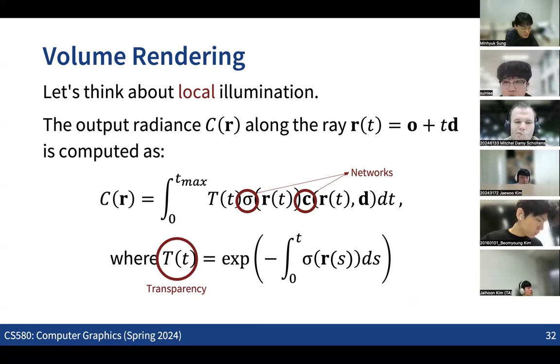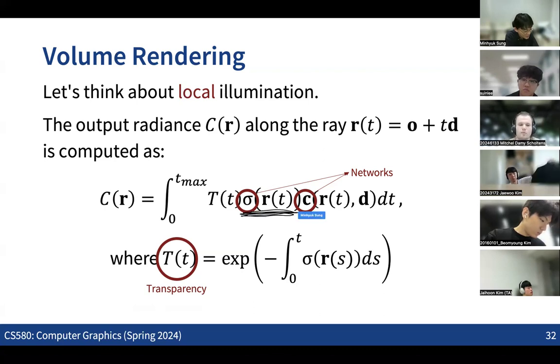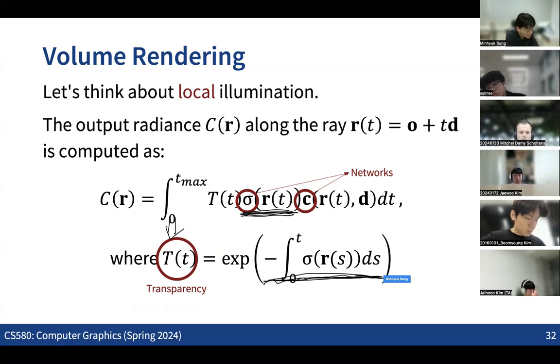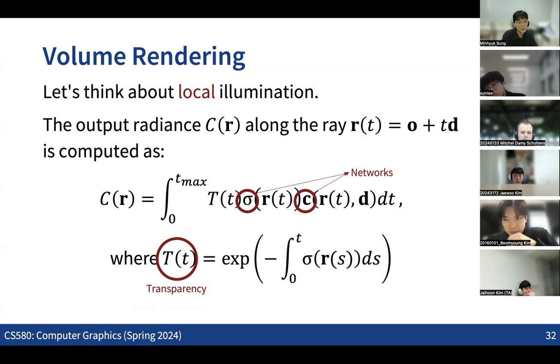So before we get into more details, do you have any questions about this equation? Key questions might be: what's the meaning of the density here? Also, the transparency is calculated based on the density, so what's the meaning of having this equation? These might be some of the key questions here.